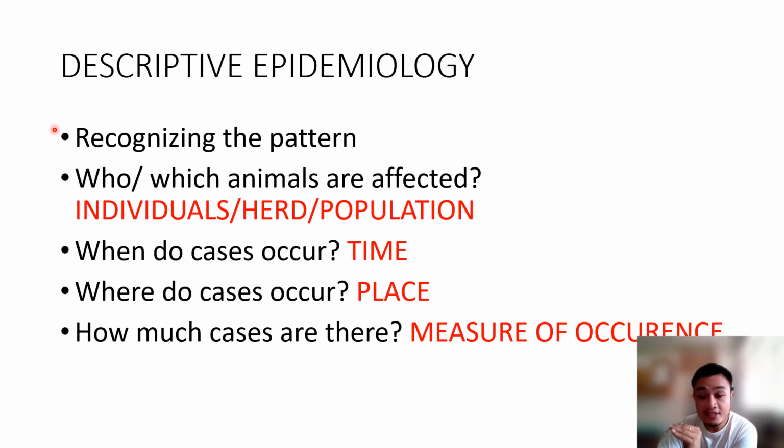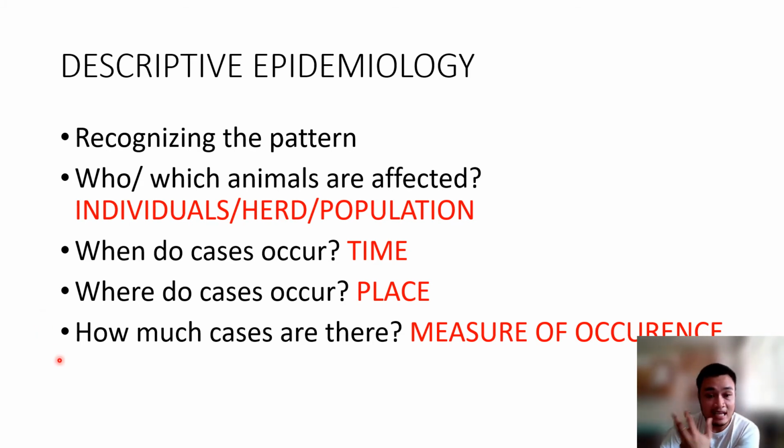Now, let's delve deeper into descriptive epidemiology. As previously mentioned kanina, there is always a pattern in the occurrence of disease. So it is the recognition of this pattern that is important. So again, back to the basic questions: who or which animals are affected? So it is a function of individual, herd, or the population. When do cases occur? So of course it's a function of time. Then where do cases occur, of course, place or geographical distribution.